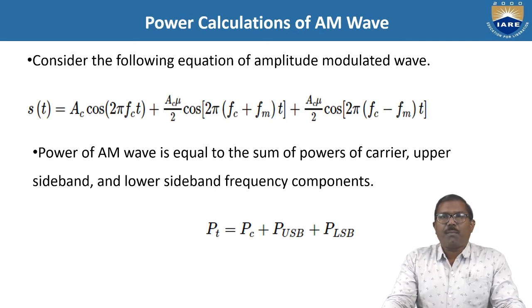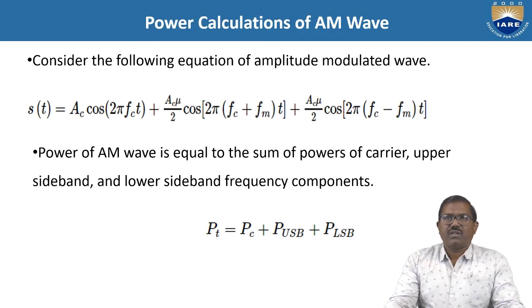So now we are taking the power calculations of the AM wave. S of t is equal to Ac cos 2 pi fct plus Ac mu by 2 cos of 2 pi (fc plus fm) t. What you derived from the last equation, again we are writing here. The total power P of t is equal to Pc plus P upper sideband plus P lower sideband. So the power of the AM wave is equal to the sum of powers of the carrier, upper sideband and lower sideband frequency components.